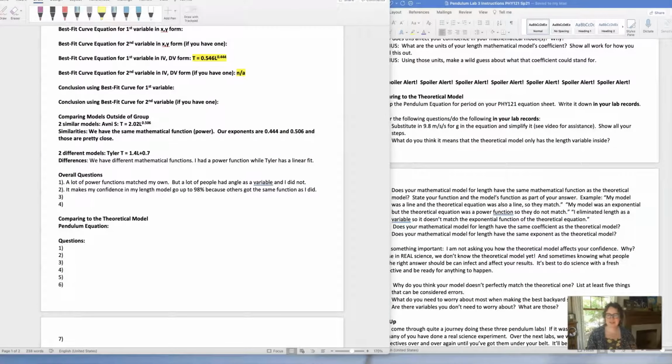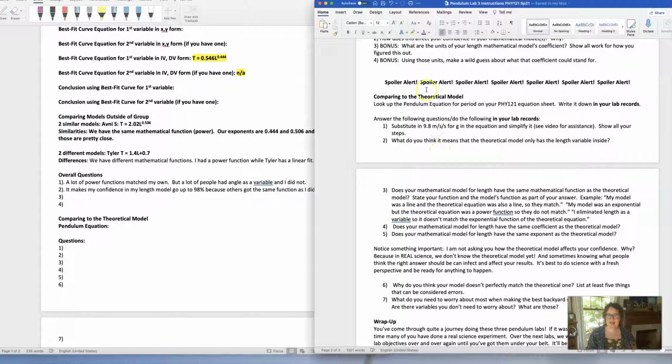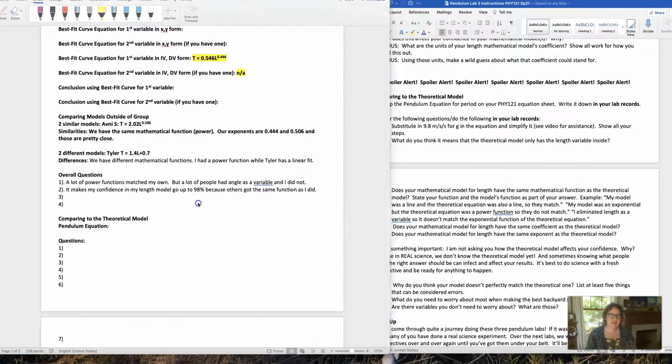Here we go. All right, so we are now ready to do the spoiler alert part of the lab. The very first thing is to look up the pendulum equation for period on your equation sheet and write it down. Well, guess what? I'm going to be your equation sheet today.